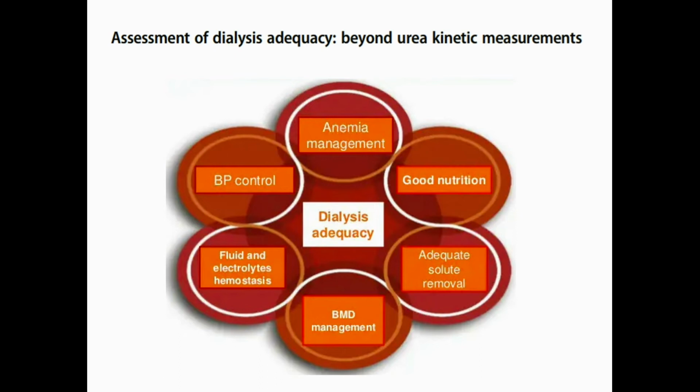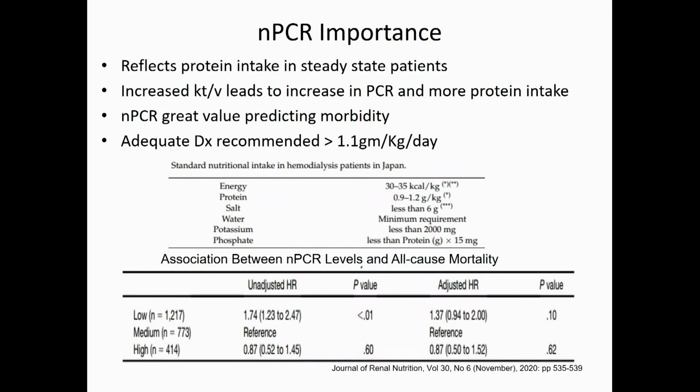So KT/V or adequacy is one important thing, but you have anemia management, because anemia also kills people, and your quality of life suffers. Good nutrition and solute control, BMD management, fluid and BP control. When you take care of this completely, it is adequate dialysis. Otherwise, it is not. So NPCR is important. If the patient is not eating at all, you are not going to achieve anything, and yes, nutrition is important, which I'll come to.